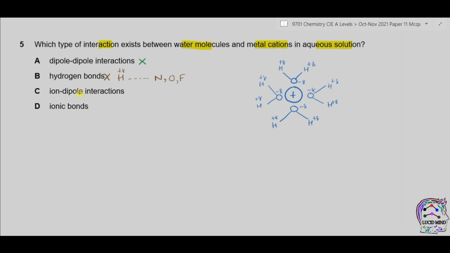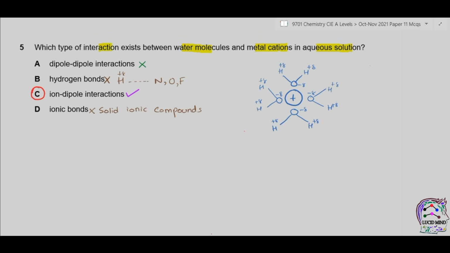Third one is ion-dipole interactions. Now we can see that we have a dipole in water and we have an ion, that is the cation, present, so this could be the correct one. Part D is ionic bonds. Now this is not an ionic bond, as ionic bonds are present in solid ionic compounds. The correct answer is therefore C.